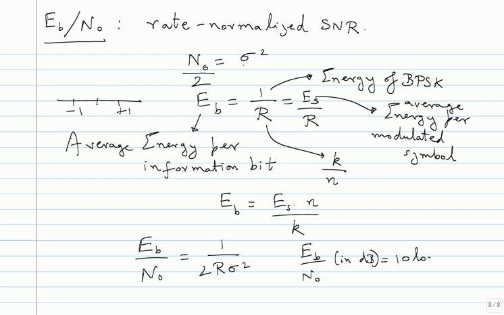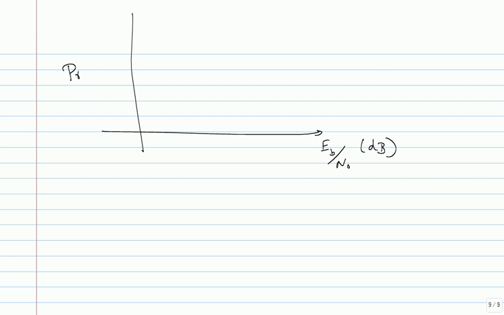10 times log 10 of 1 over 2 R sigma square. Okay, so now I want you to plot probability of error versus Eb over N naught in dB, first for the uncoded system. Let's do the uncoded first. For uncoded, what is R? 1. Okay, so 1 by 2 sigma square as opposed to 1 by sigma square.